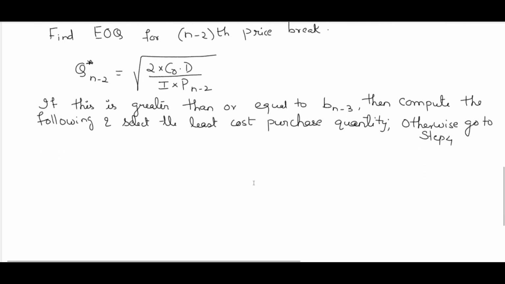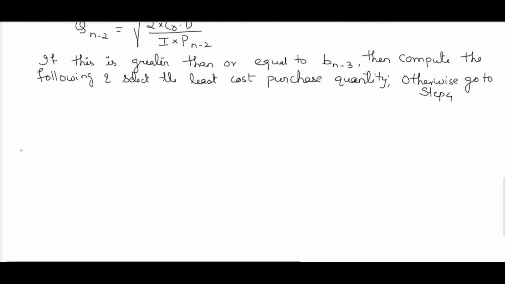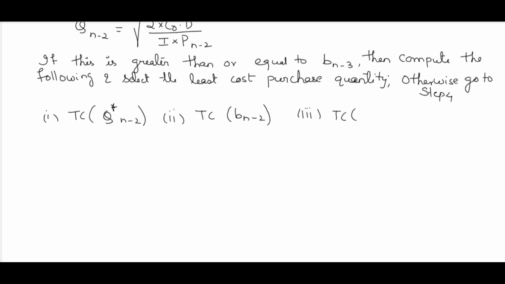So here, what are the costs? Step 3, number 1. First is the total cost for Q star n minus 2. Second is the total cost for B n minus 2. Then third is the total cost for B n minus 1. Which one will be the minimum? That will be the order quantity. In this way, you have to continue.